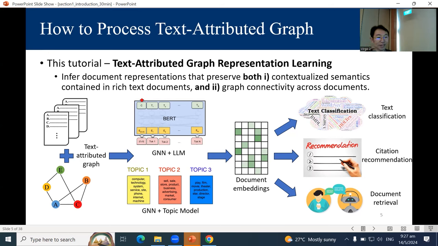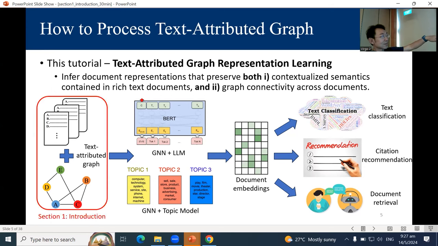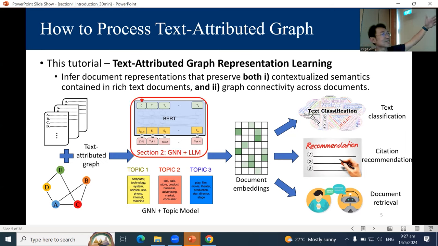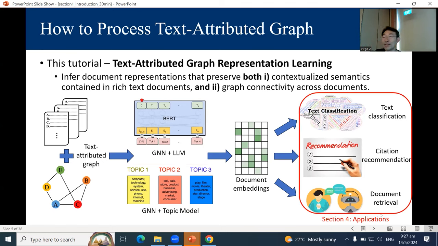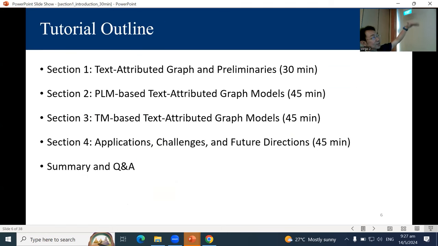Now, this gives a good structure to the whole tutorial. What we are talking about now is basically the introduction. Later on, Delvin is going to take you through section 2 when we talk about GNN plus LLMs. I'm going to pick it up from there and talk about GNN plus topic models, and then he's going to come back and talk about the applications of what we can do with these methodologies. So these are essentially the four sections. Although we put the summary and the Q&A at the end, realistically in every section we're going to open it up for questions in case you have some. And in fact, if you find something that is not so clear, you can stop us and we will try to cover that as well.